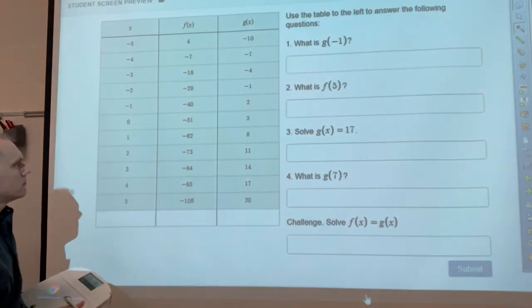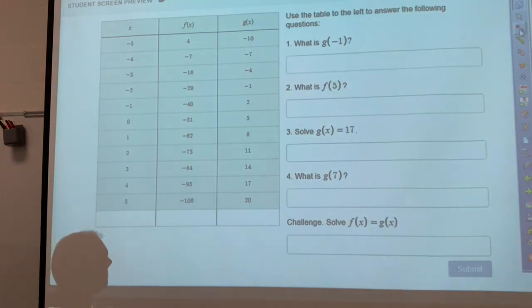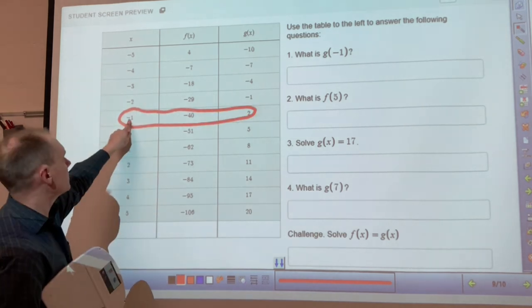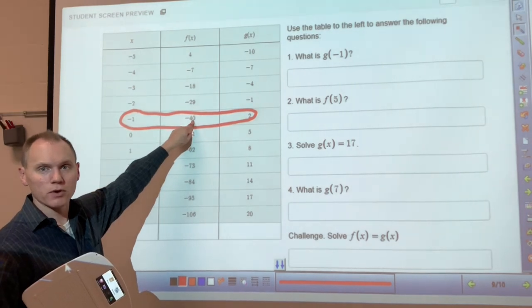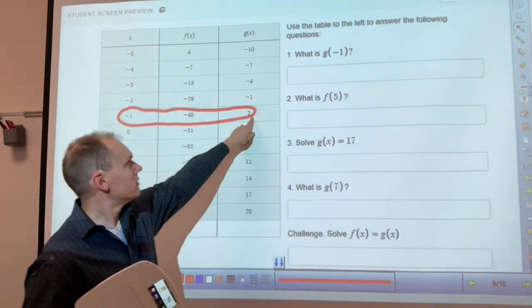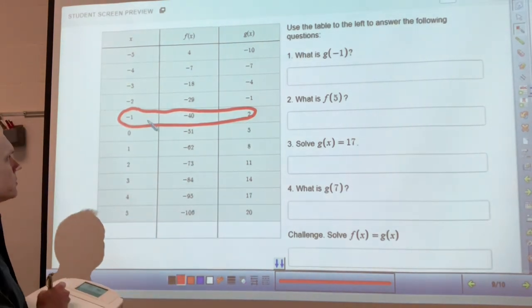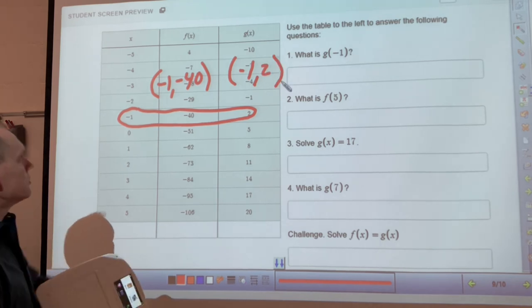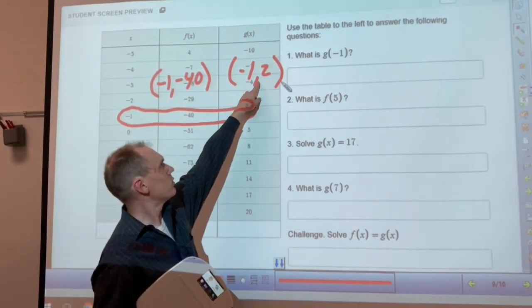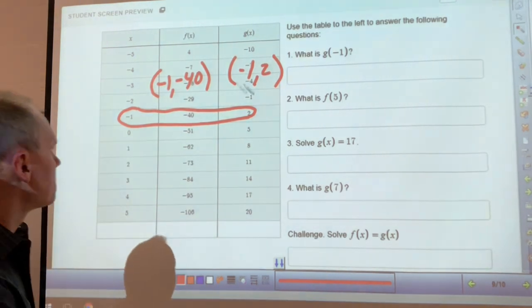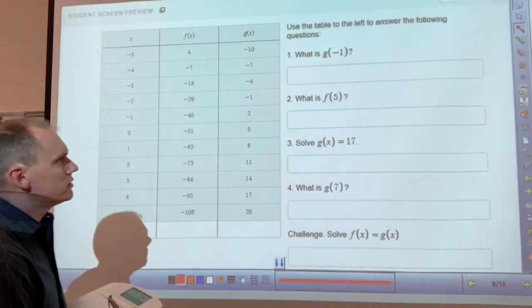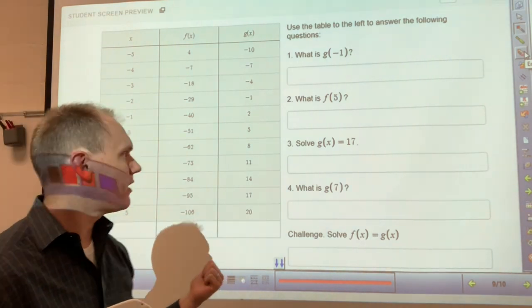So basically, let's look at one line here. If I think about this line right here, at negative 1, this function is way down there at negative 40. But at negative 1, this function's up at 2. So we have 2 points that we're talking about here: negative 1, negative 40, and negative 1, 2. So this point is on this function, and this point is on this function. So each row is actually describing 2 different points. Okay, so let's go through these. Take some time to try these 5 and see what you can do.